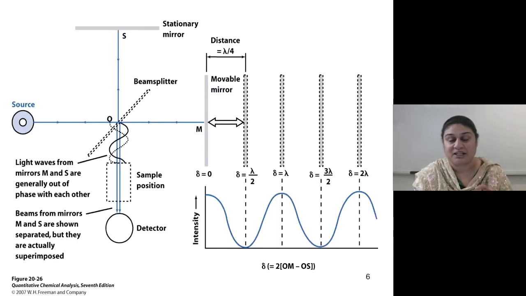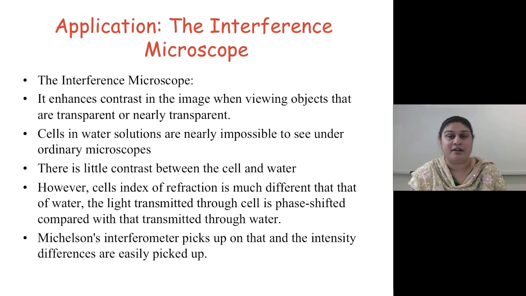And from judging what it is doing, we can pretty much figure out whether we're going to get a constructive interference or a destructive interference. Okay, so the movable mirror moves back and you get different values of gamma. Now the question is, where are these used?